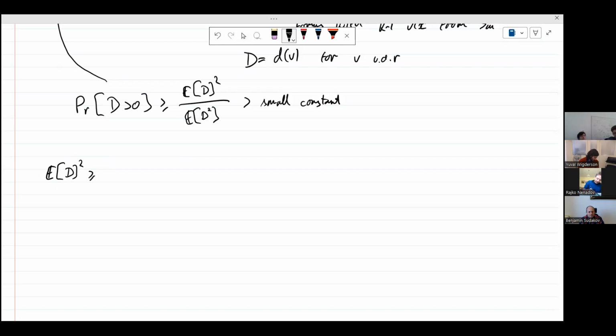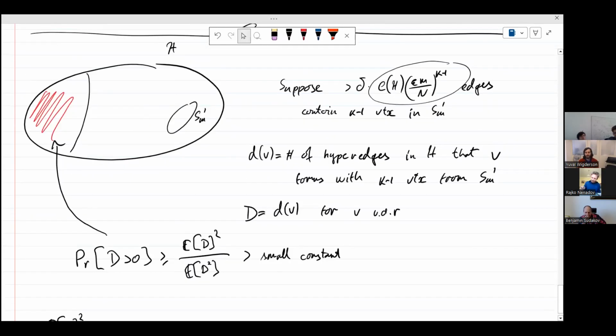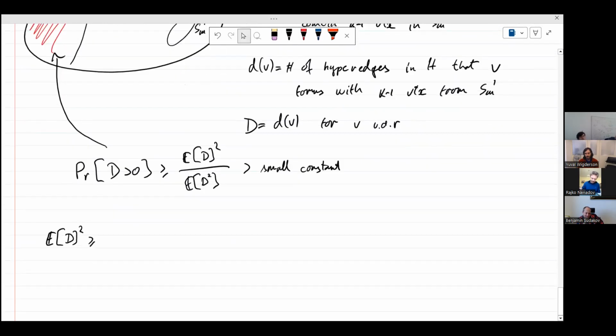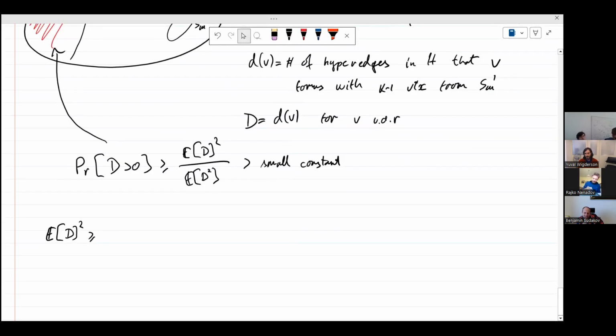some numbers. So what's this? We assume that, and this is a big assumption, and I can say a few words on why it's not such a big cheat, we assume that Sm prime contains at least this many edges intersecting it in k minus 1 vertices. So this is really just 1 over the number of vertices, because I choose my vertex V at random. And then I have something like delta E of H, and k minus 1, right, squared.